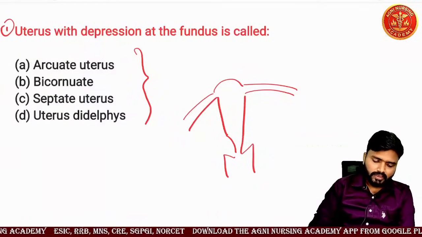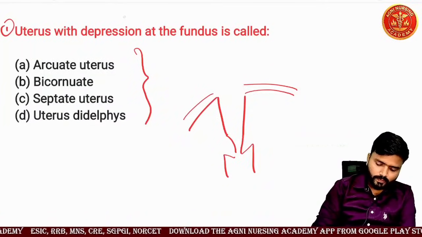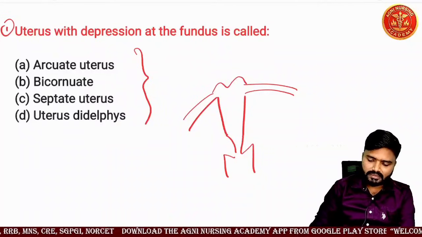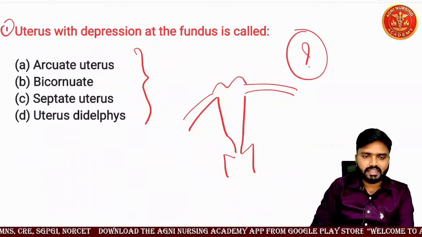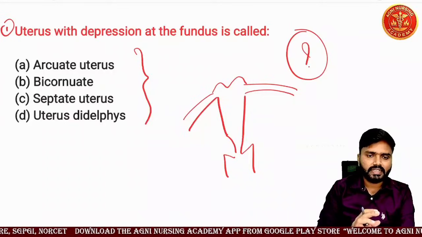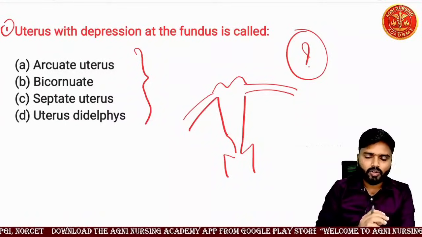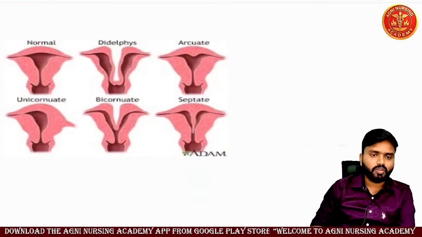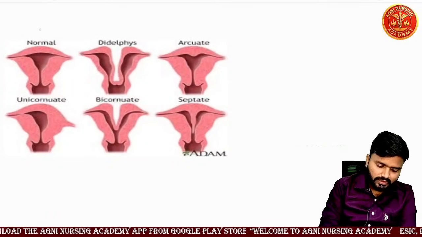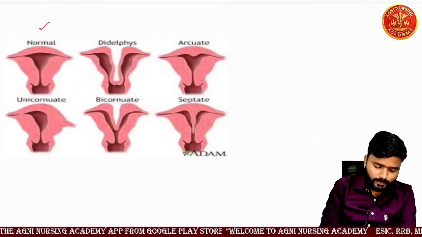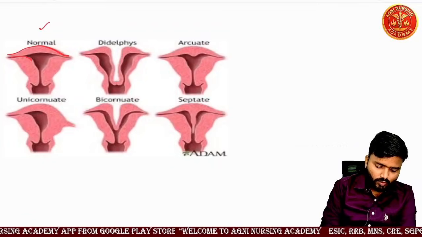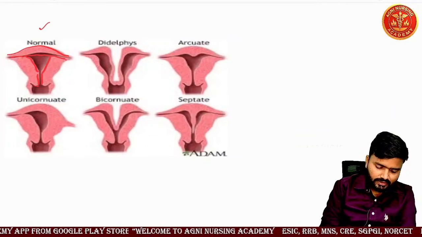Understood? So they are telling about depression at the fundus. So what is the name of this uterus, they are asking. Understood? So we will see the various types of uterine abnormalities. I will show the images of all those uterine abnormalities. First of all, this is the normal uterus. You can see the dome shape of the fundus, and this is the body of the uterus in pear shape, and this is the cervix and this is the vagina.